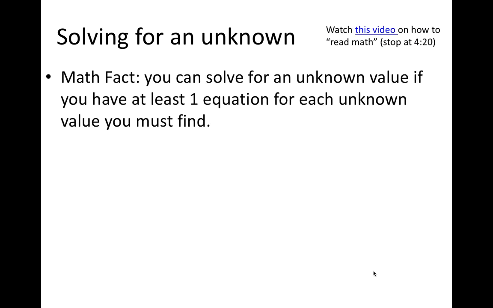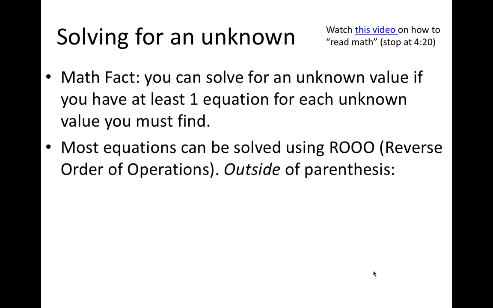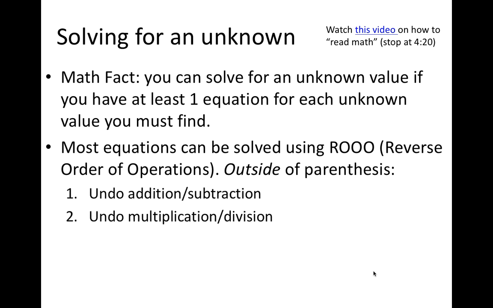It's a mathematical fact that you will need at least one equation for each unknown that you want to solve for. If you need to solve for multiple unknowns, you're going to need multiple equations, and then you'll need to solve a system of equations. But most equations, where we're trying to solve for a single unknown, can be solved using reverse order of operations. Working first outside of parentheses and then inside parentheses, you'll follow these steps. Undoing an operation, you'll apply the opposite operation to both sides of the equation.